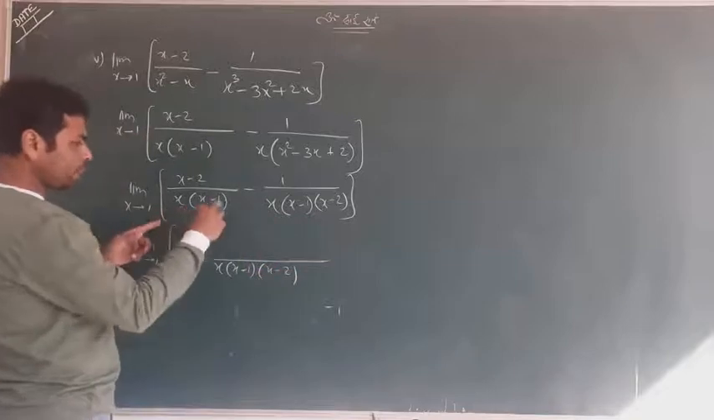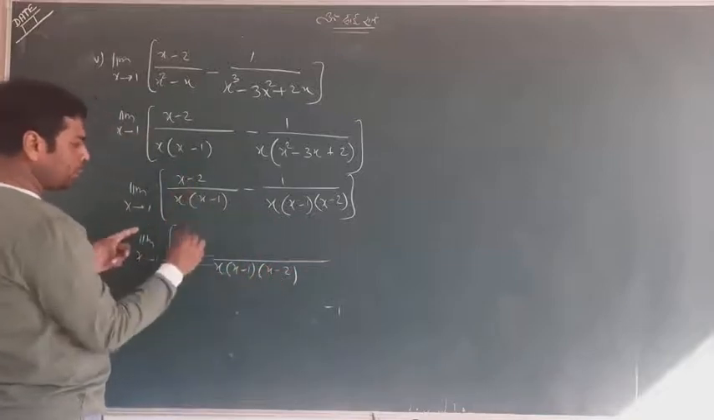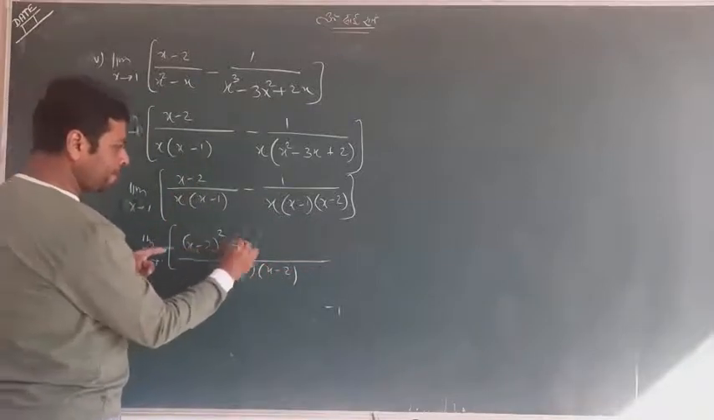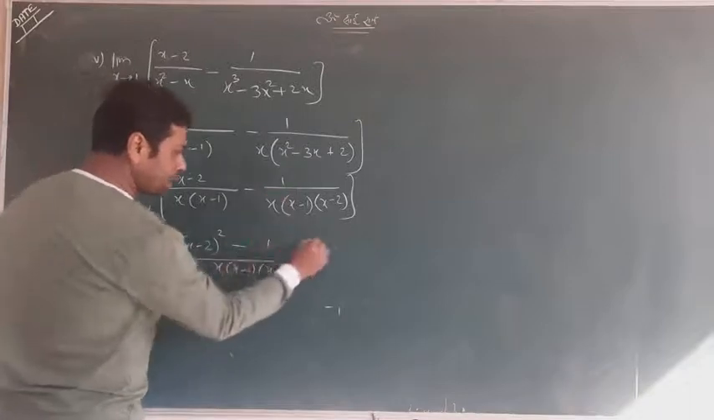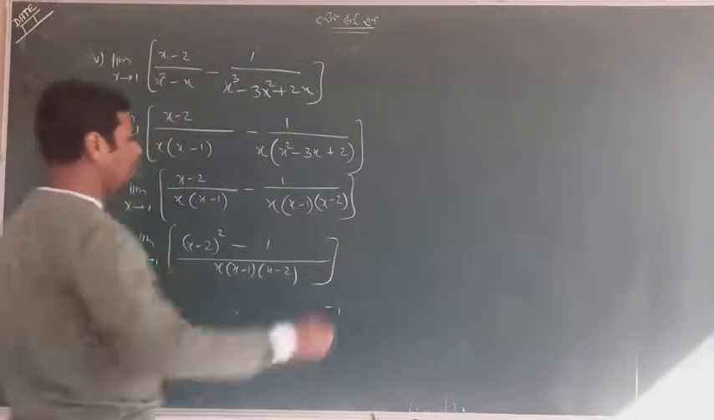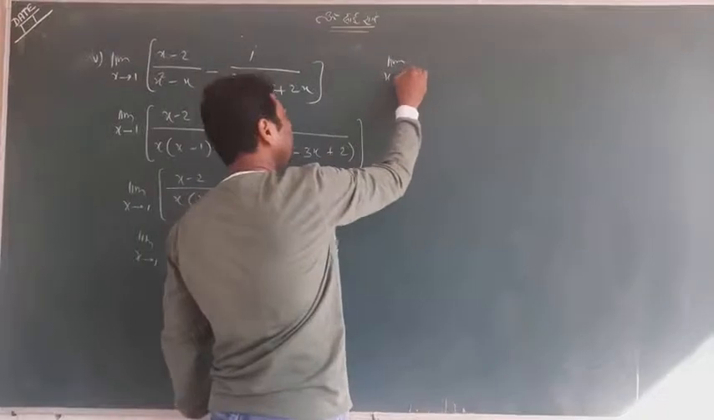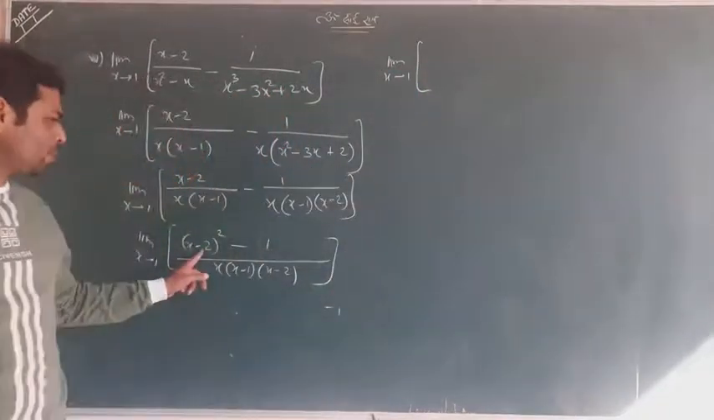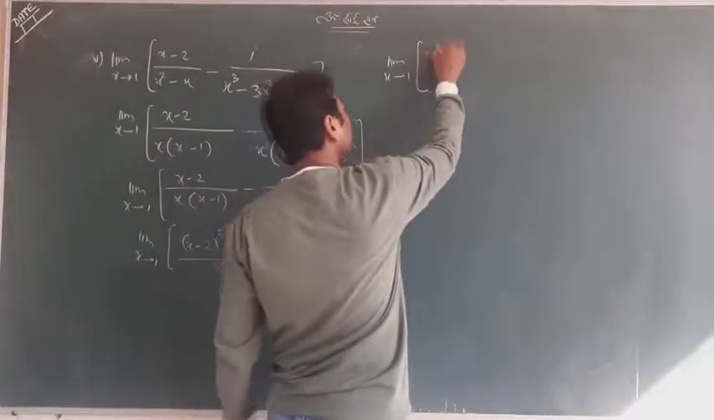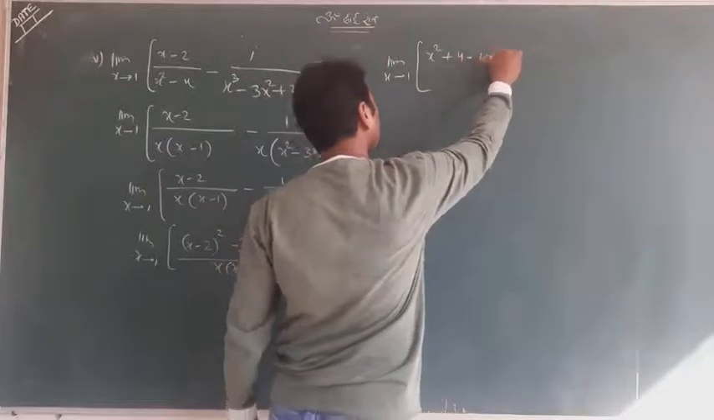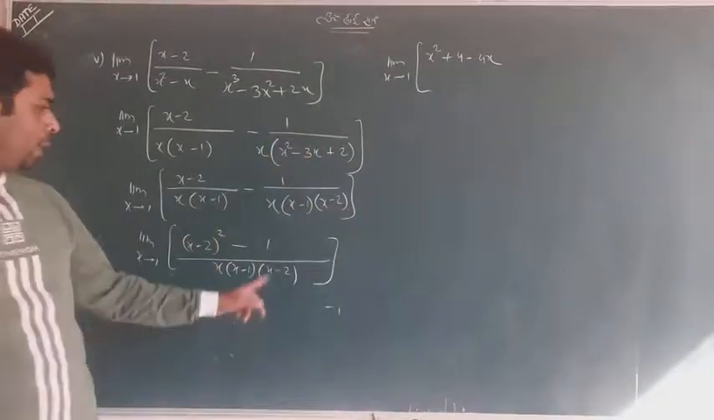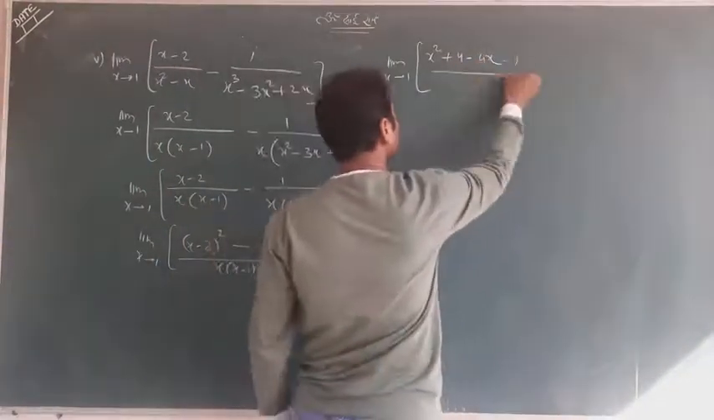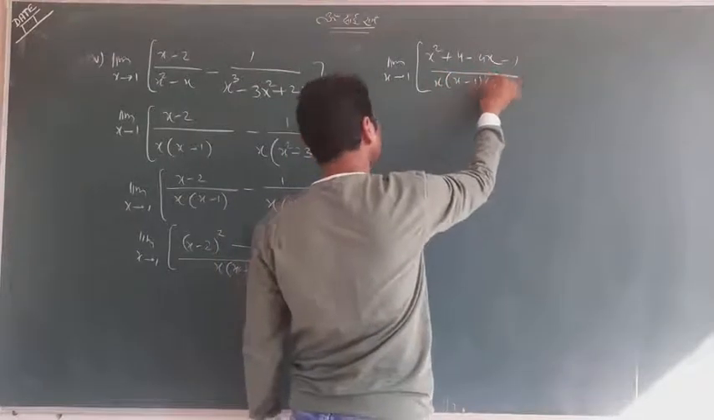You know x and x minus 1 cancel. X minus 2 and x minus 2 will multiply. And these two are the same, so the answer will be 1 there. Now simplify the term. X minus 2 whole square is a square plus b square minus 2ab, and minus 1 is already here. In the denominator we are having x minus 1, x minus 2.